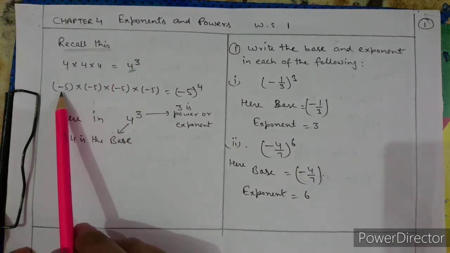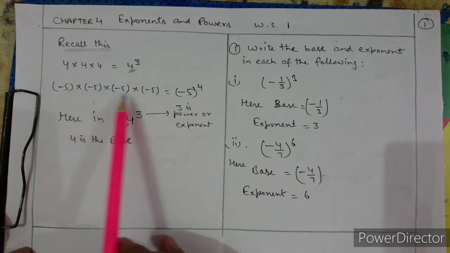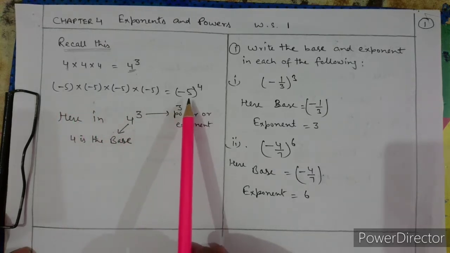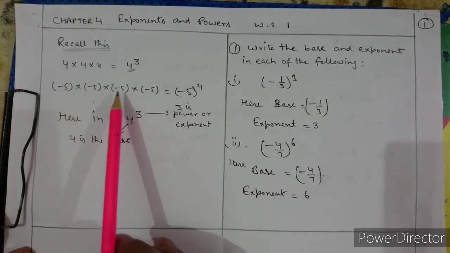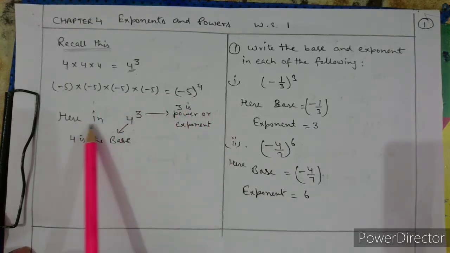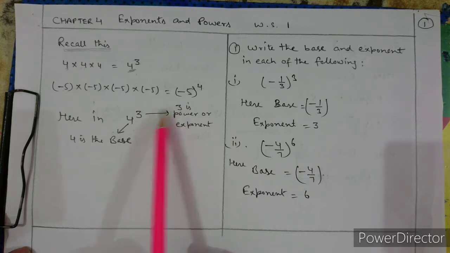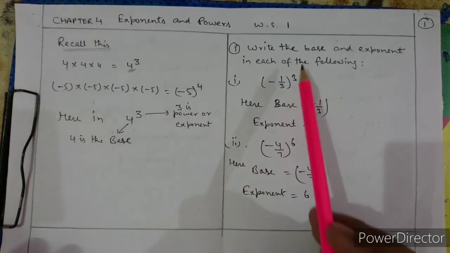The second example is minus 5 into minus 5 into minus 5 into minus 5. So minus 5 is multiplied by itself, so minus 5 is the base. And how many times is it multiplied by itself? 4 times. So 4 is the power. So here in 4 raised to power 3, 3 is the power or exponent and 4 is the base.